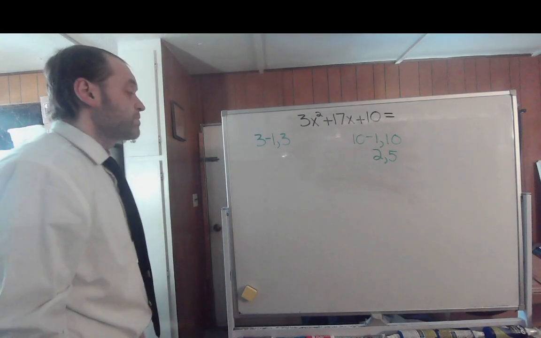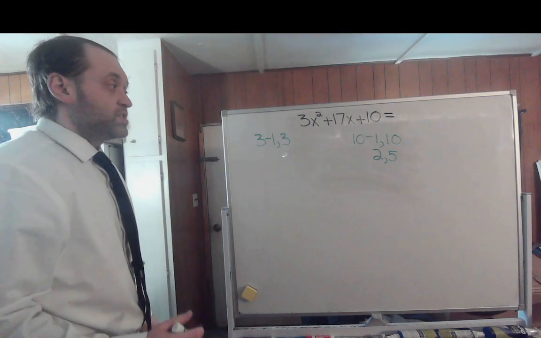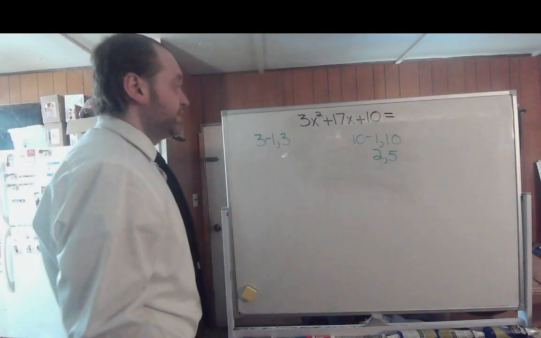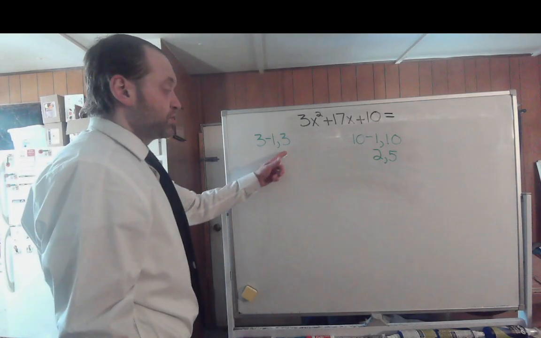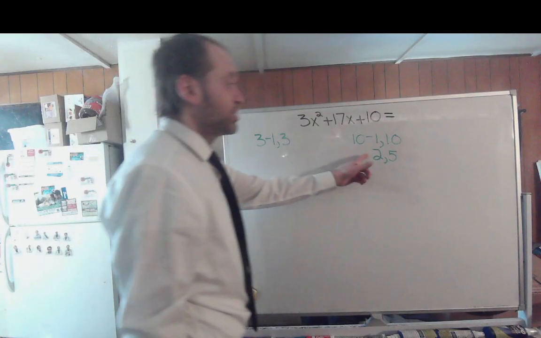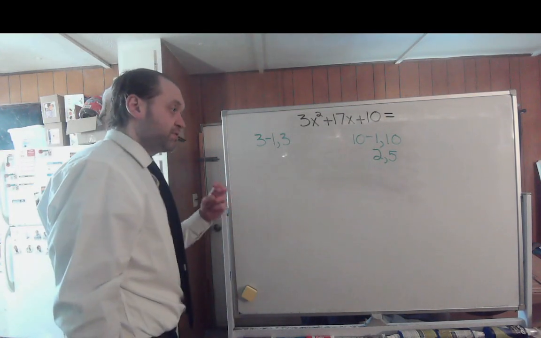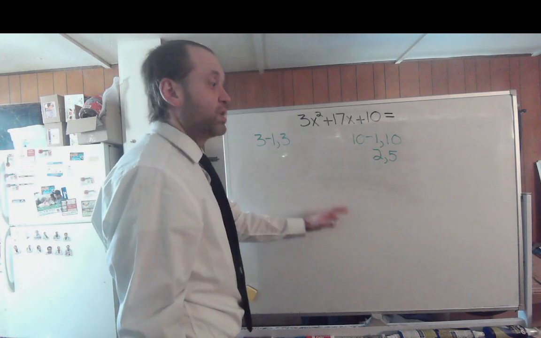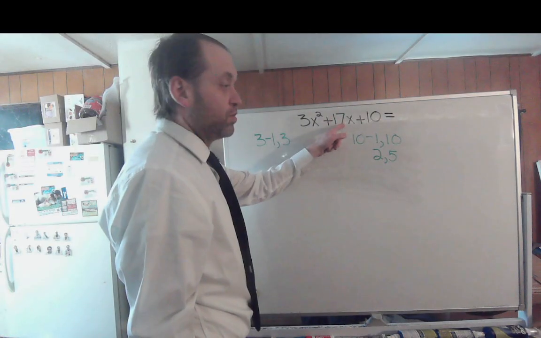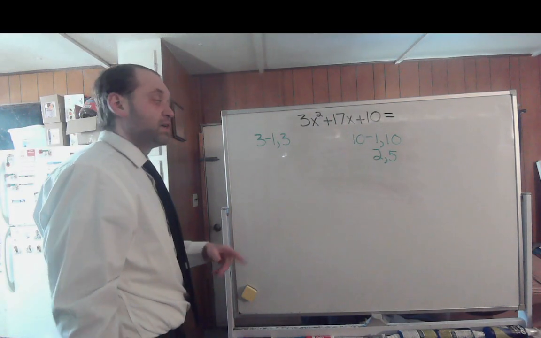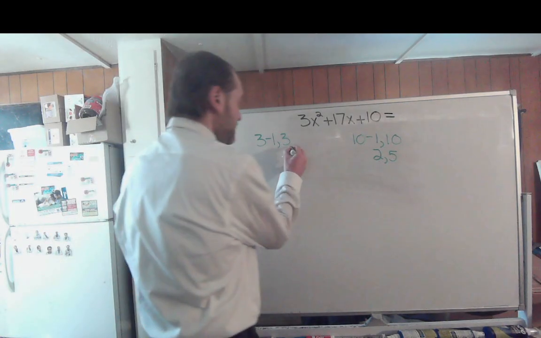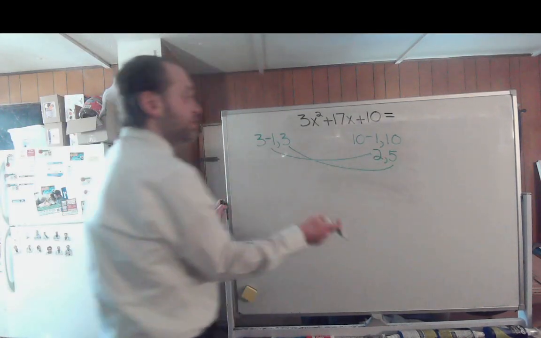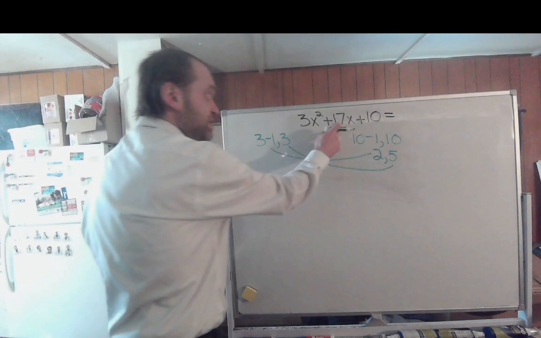So what we need to do now is figure out one factor of 3 times a factor of 10 plus another factor of 3 times the other factor of 10 that when added together will give you the middle coefficient of 17. Well, if I take 3 times 5 and then add that to 1 times 2, that would give me 15 plus 2, which happens to give me 17, right?